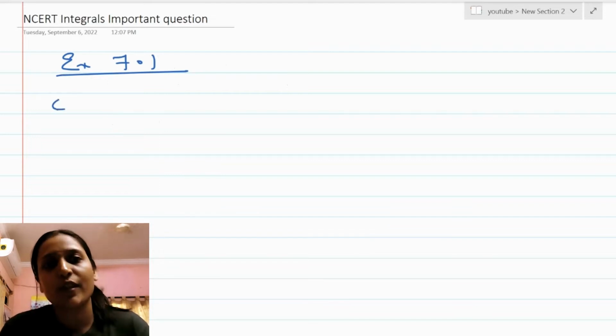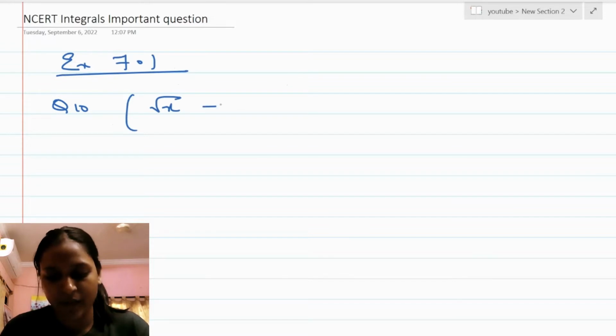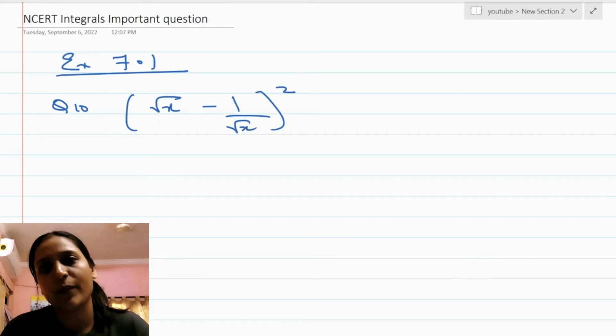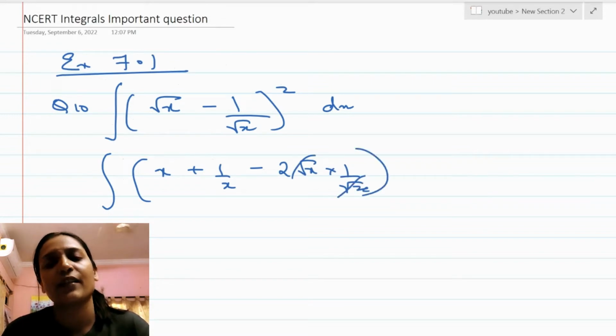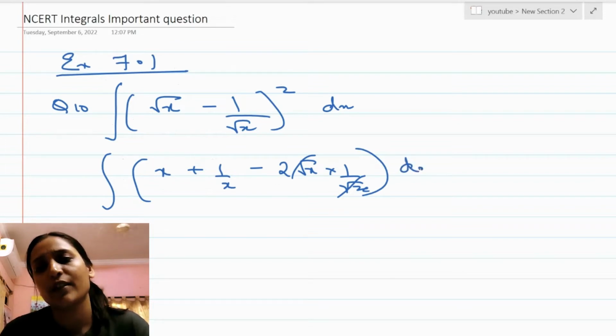The first important question is question number 10, which is given as (root x minus 1 by root x) whole square, and we have to find the integral of this, dx. The first thing we are going to do is use the (a minus b) whole square formula. So this can be expanded as x plus 1 by x minus 2 into root x into 1 by root x. So root x and root x get cancelled. So we have x plus 1 by x minus 2 dx.